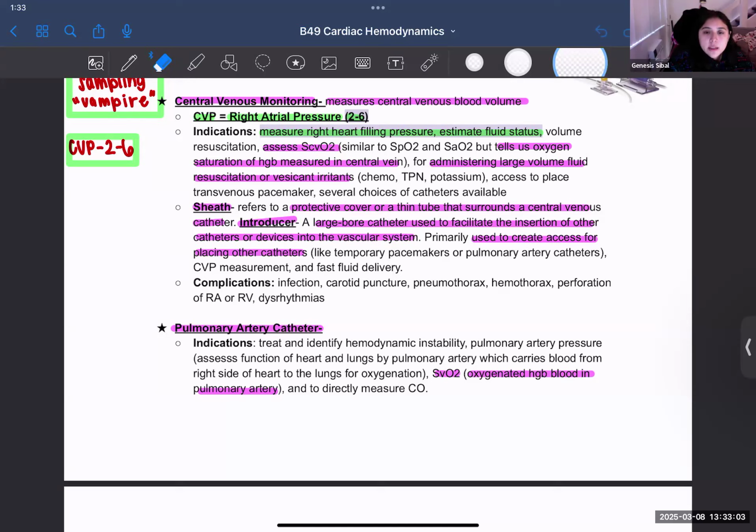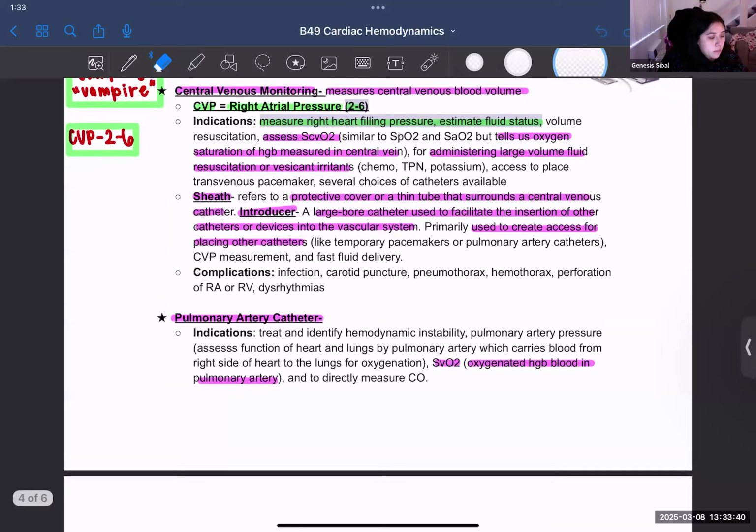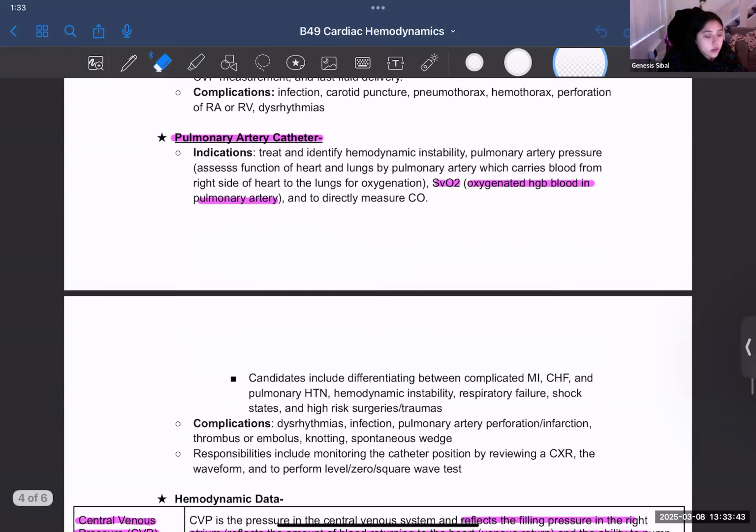It has a sheath, which basically is a protective cover or a thin tube that surrounds the central vein, and an introducer, which is a large bore catheter used to facilitate the insertion of other catheters. So it's primarily used to create access for placing other catheters. I'm straight up just reading this because I don't necessarily think you have to know this. I think it's more just understanding it measures right heart filling pressure and estimates your fluid status. If you just know that, you're honestly set. It measures central venous blood volume, fluid status, the right atrial pressure.